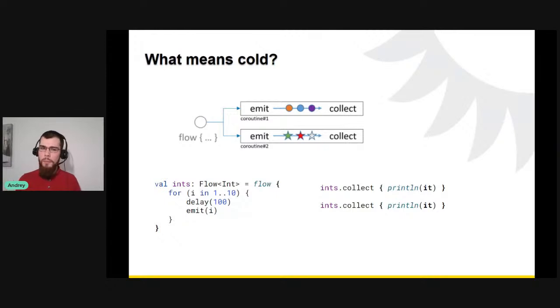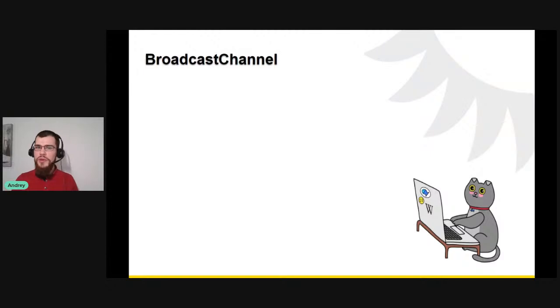We need flow but hot. In coroutines, we have one more beast called broadcast channel. Broadcast channel is a non-blocking channel that creates communication between a sender and multiple receivers that subscribe for these elements. So some implementations of broadcast channel could also store a value, so it could be like a LiveData alternative.